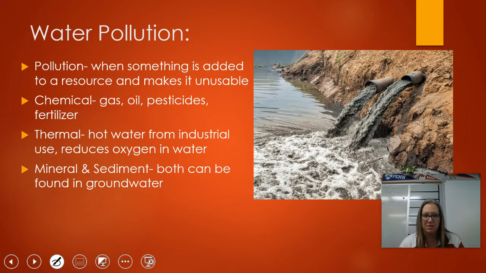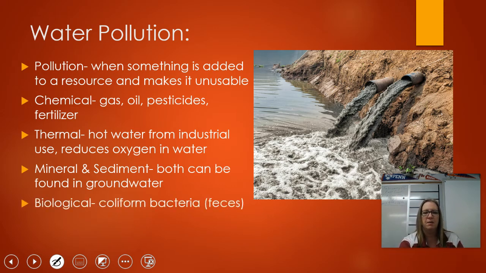Minerals and sediments can also get into the groundwater. Usually when the water seeps through the ground, it gets collected in these aquifers and it's pretty clean, but sometimes there's still some sediment and there could be too much content of minerals in there, which would be considered pollution. Okay. We also have biological pollutants.